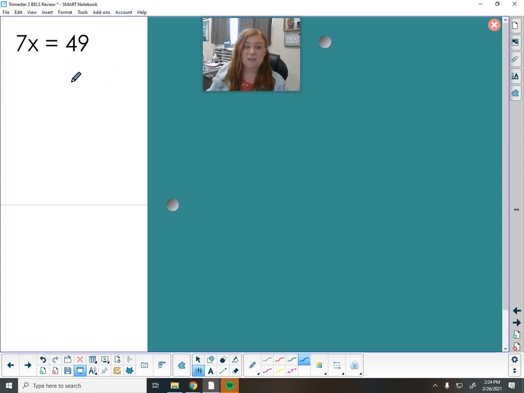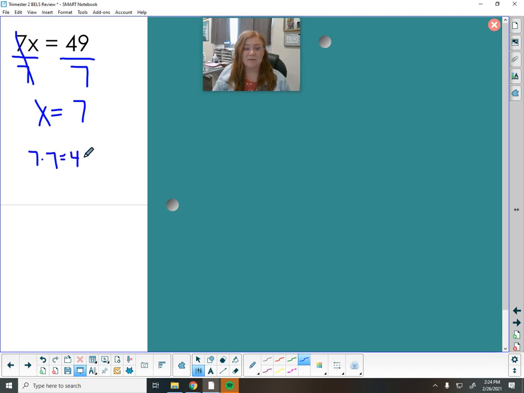Okay, we are going to solve for x. So we need to do 7x. The opposite of times is to divide by 7 on both sides. This cancels out. X equals 7. I can plug it back in. 7 times 7 is 49.